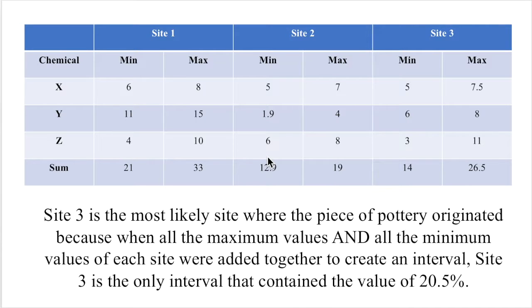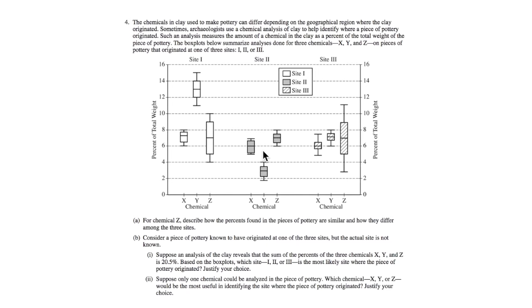The interval created for Site 1 ranges from 21% to 33%, which does not possess the value of 20.5%. The interval created for Site 2 ranges from 12.9% to 19%, which also does not possess the value of 20.5%. The interval created for Site 3 ranges from 14% to 26.5%, the only site to contain the value of 20.5%. Therefore, Site 3 is the most likely site where the piece of pottery originated.